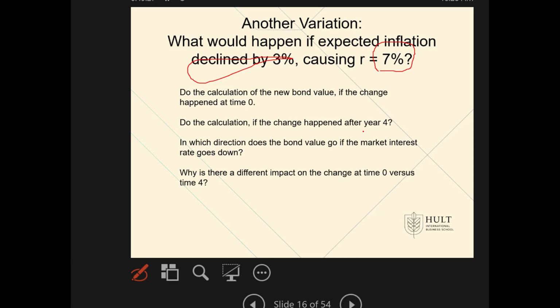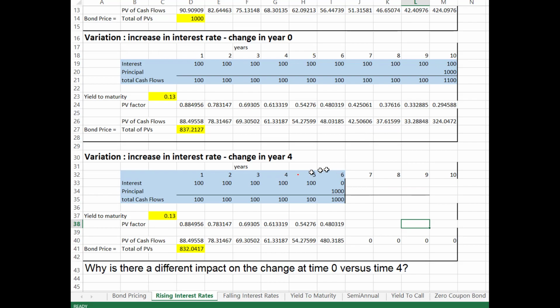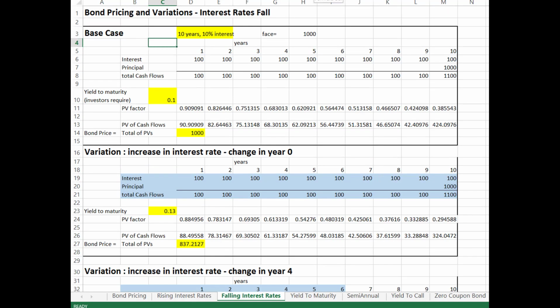I'll do it a little bit faster since we now know the math. But let's go to a new tab. And so the base case is the same because it was 10%, 10 years, $1,000. So let's make the interest rate change here. Let's clean that up. F2 is going to give us an edit, and we're going to do a decrease. And it happens in year 0, time of issuance.